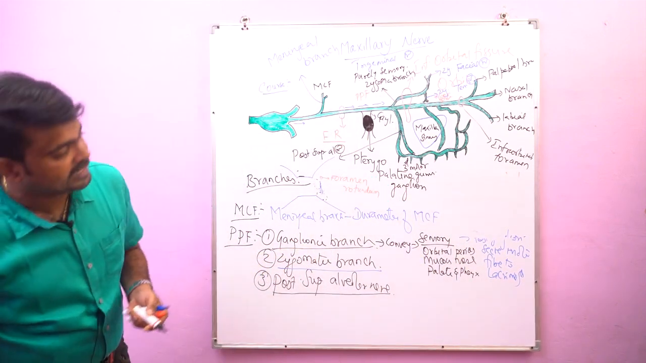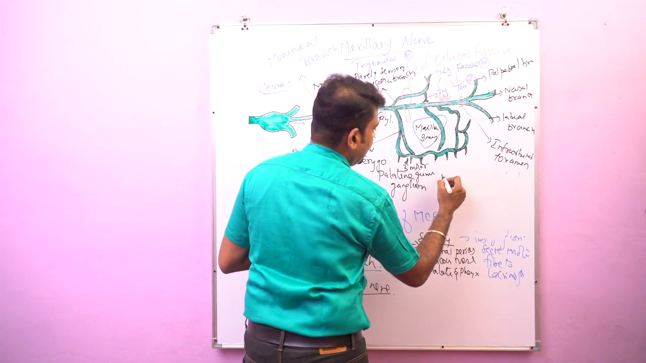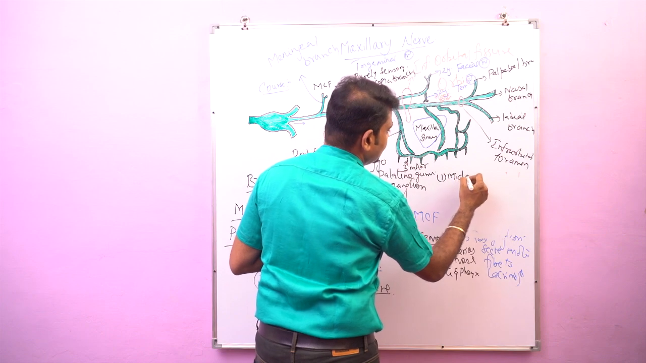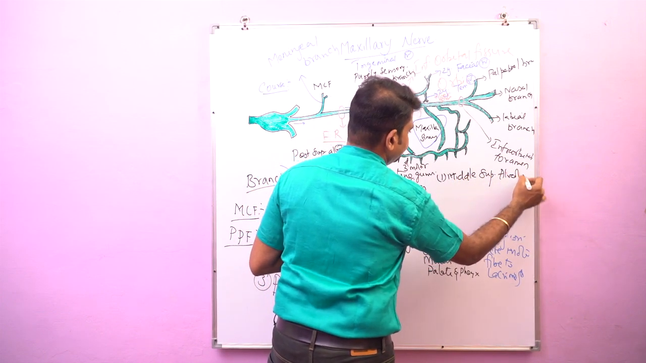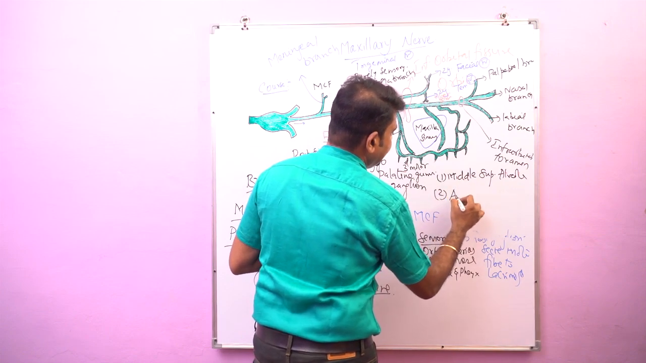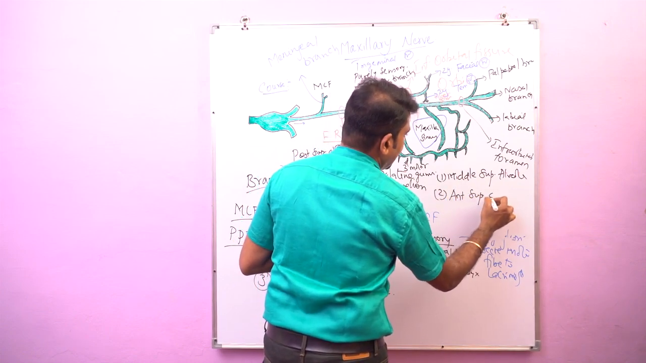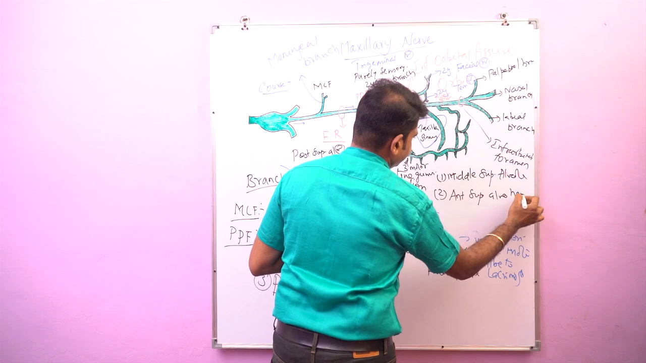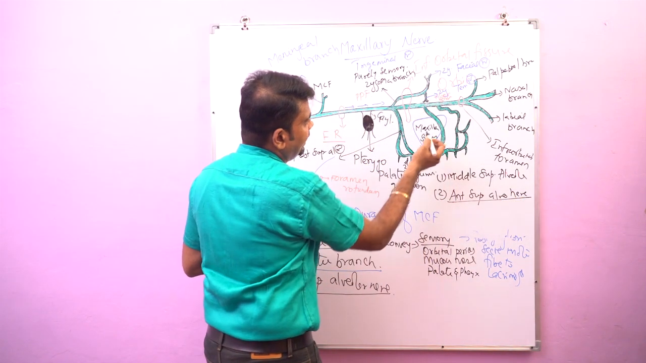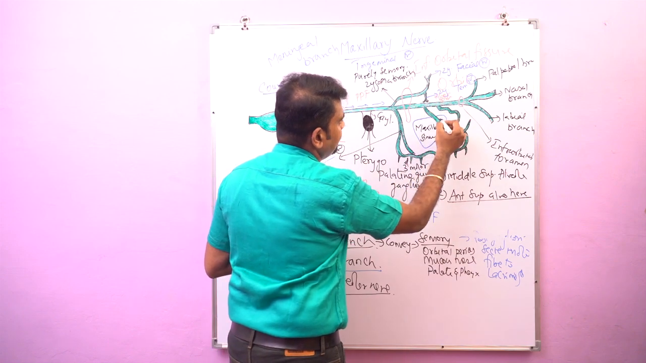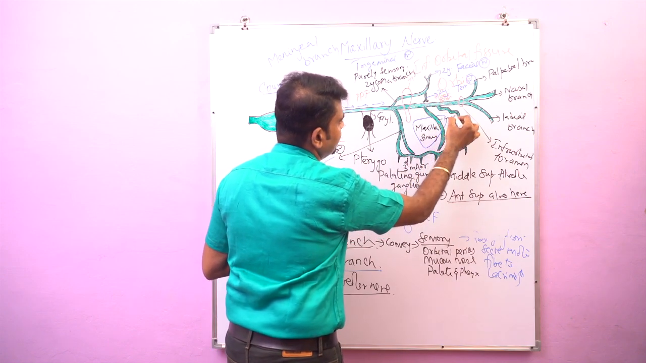In the orbit, it gives rise to two branches. Number one will be the middle superior alveolar nerve and anterior superior alveolar nerve. You can see this is, in the orbit, one branch, this branch is the middle superior alveolar nerve.